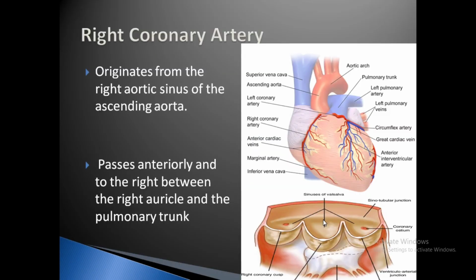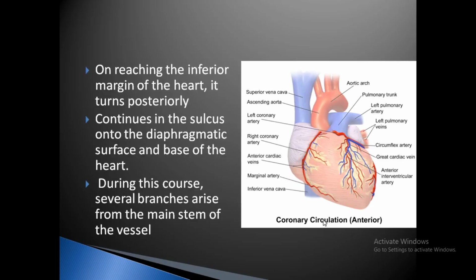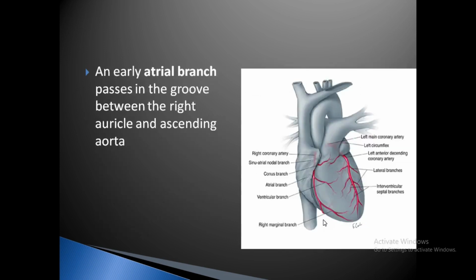The right coronary artery, which originates from the right aortic sinus of the ascending aorta, passes anteriorly between the pulmonary trunk and the right auricle. Then it descends vertically in the coronary sulcus between the right atrium and the right ventricle. Then it continues in the sulcus onto the diaphragmatic surface and the base of the heart, and during its course it gives off several branches.